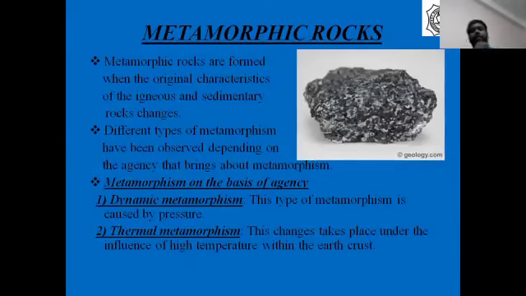Next is metamorphic rock. Metamorphic rocks are formed when the original characteristics of igneous and sedimentary rock change under high temperature and high pressure. Different types of metamorphism have been observed depending on the agency that brings about metamorphism.